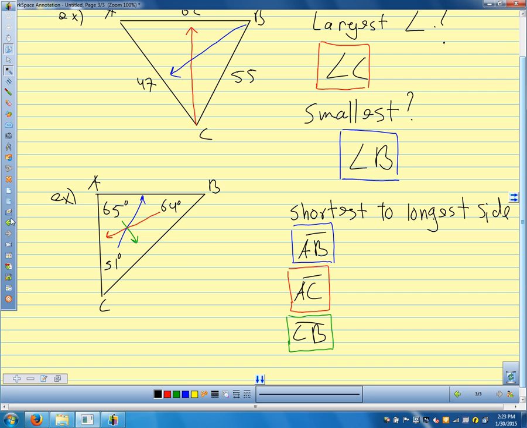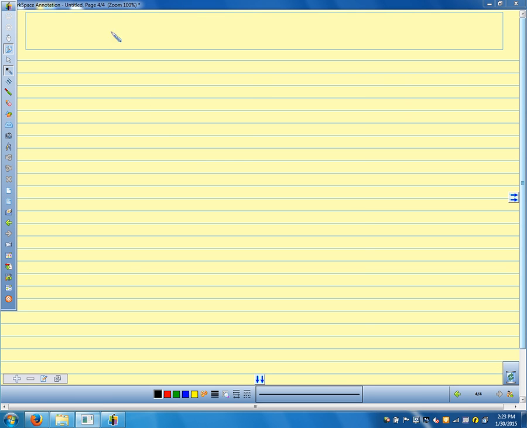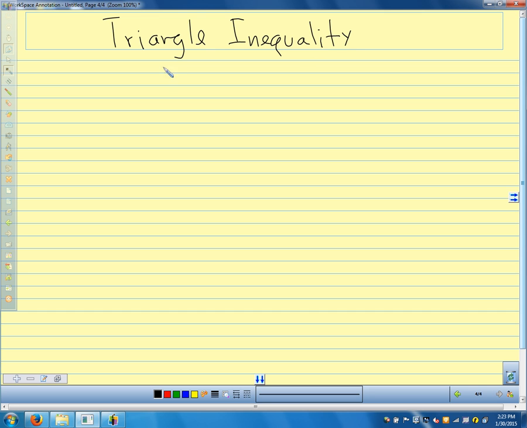All right, the last thing, the big thing for today, the triangle inequality. Really important theorem, and when we talk about it, it'll seem kind of simple, not much to it. It shows up in a lot of different places. So I'm going to write it out first, and then we'll talk about what it means.